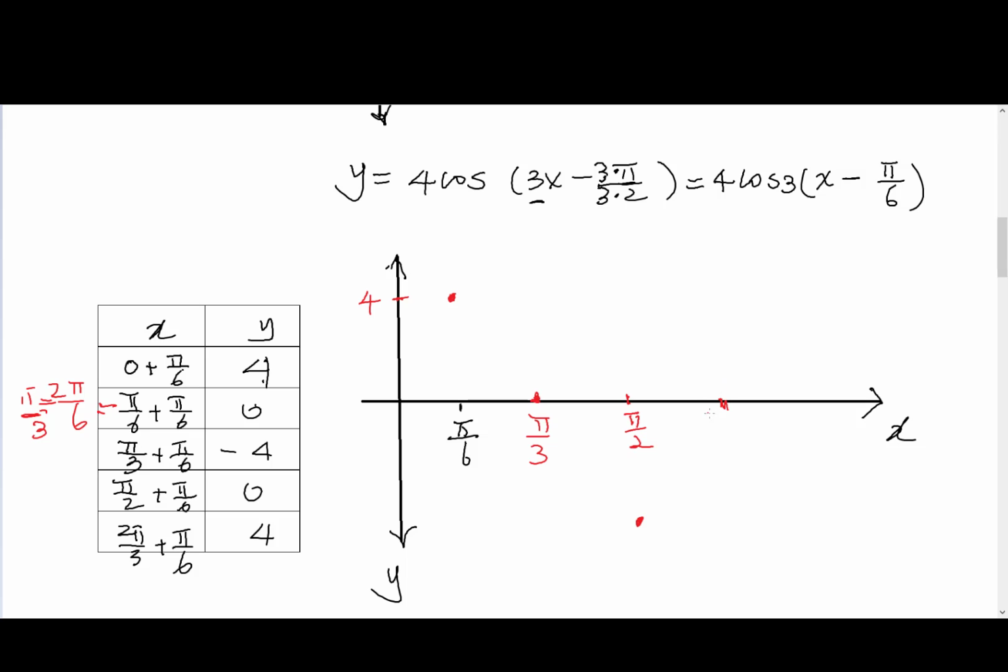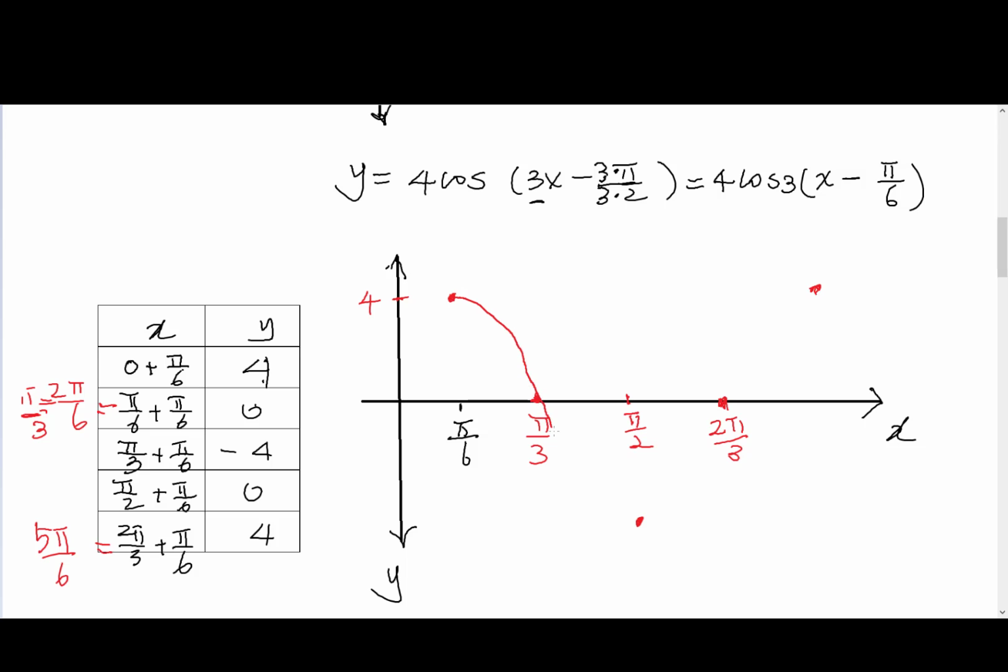And pi over 2 plus pi over 6 is 3 pi over 6 plus pi over 6, which is 4 pi over 6. And if you reduce it, that's 2 pi over 3. There you will have a 0. And 2 pi over 3 plus pi over 6 is 5 pi over 6. And that's when it's a positive 4.